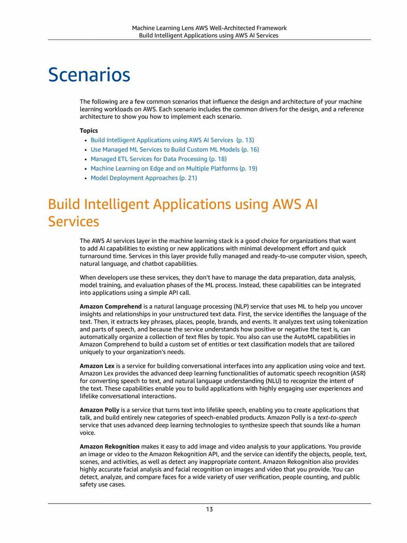You provide an image or video to the Amazon Rekognition API, and the service can identify the objects, people, text, scenes, and activities, as well as detect any inappropriate content. Amazon Rekognition also provides highly accurate facial analysis and facial recognition on images and video that you provide. You can detect, analyze, and compare faces for a wide variety of user verification, people counting, and public safety use cases.